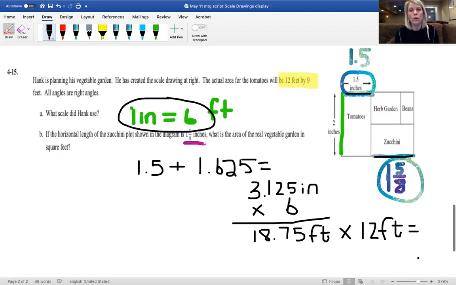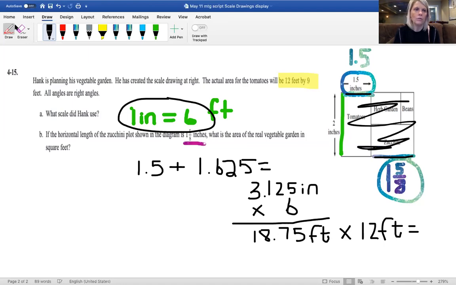If we want to find our total area, since we have the real measurements, we know the scale drawing is 3 125,000 inches by 2 inches. When we multiply 3 125,000 inches times 6, we got 18 7/500 feet for the actual width of it. When we multiply 2 inches times 6 feet, we got 12 feet for the actual depth. To find the area, to find out what all this inside here is worth, you got to multiply 18 7/500 times 12 feet.